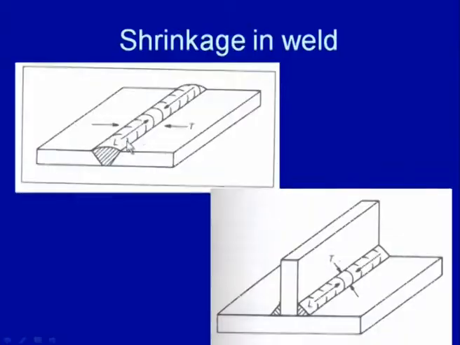So, two types of shrinkages are observed in the weld joint, one perpendicular to the direction of weld, that is the transverse shrinkage, and another shrinkage which will be occurring in the direction of the weld, that will be the longitudinal shrinkage. So, longitudinal shrinkage will be occurring along the length of the weld, and the transverse shrinkage will be occurring perpendicular to the direction of the weld. Similarly, we can see in case of fillet welds, the transverse shrinkage will be occurring in this direction, and the longitudinal shrinkage will be occurring along the length of the fillet weld.